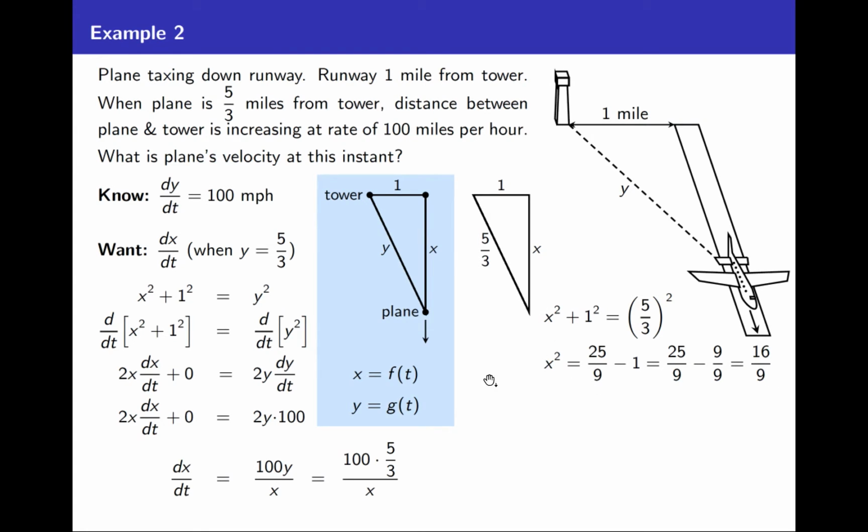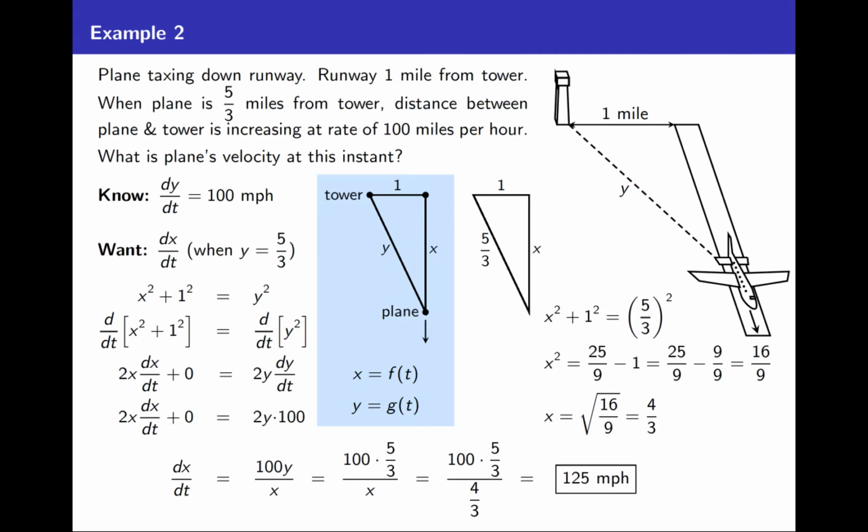To find our x, we can take the square root of both sides. We'll take the positive of that square root, since x is positive here, and we get x equals 4/3. So when y is 5/3, x is 4/3. That's what we plug in here. Then we simplify, and this turns out to be 4 over 3 reciprocated, multiplied times the top. That's 100 times 5 over 4, 125 miles per hour. And that answers our question.